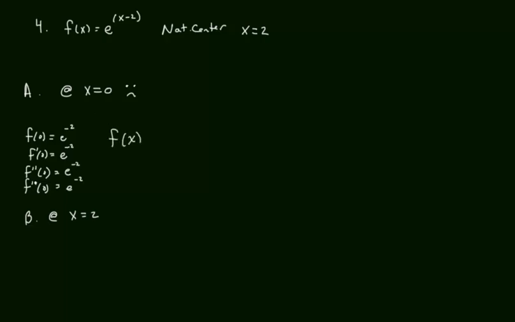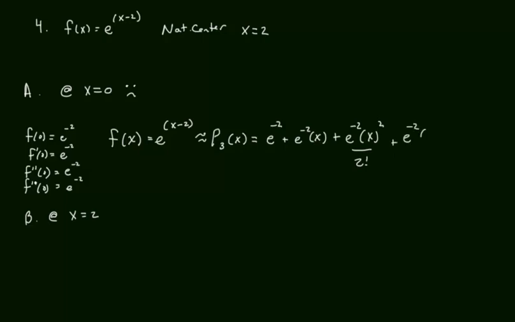F of x, which is e to the x minus 2, is approximately P3 of x, which is equal to e to the negative 2 plus e to the negative 2x plus e to the negative 2x squared over 2 factorial plus e to the negative 2x to the power of 3 over 3 factorial.